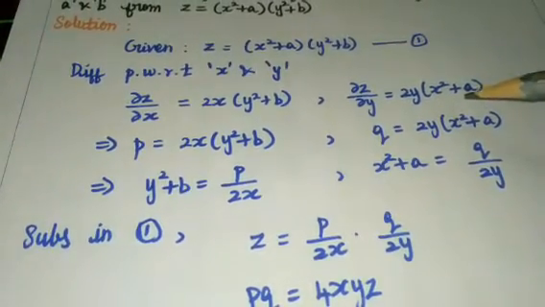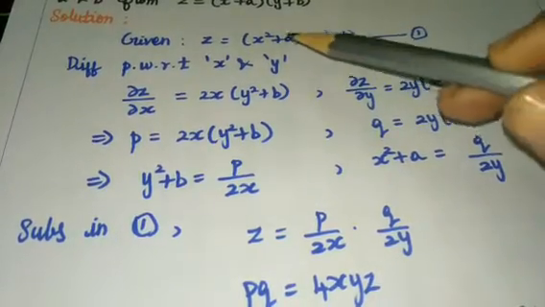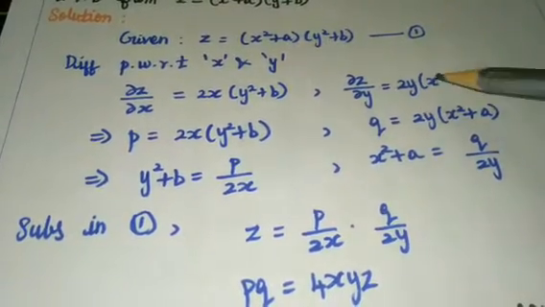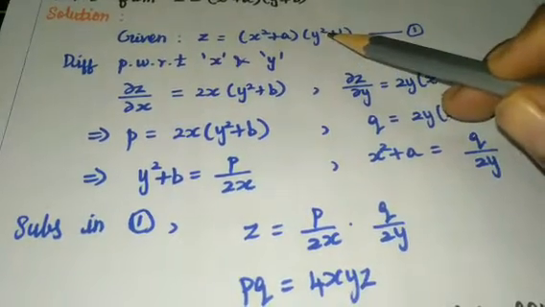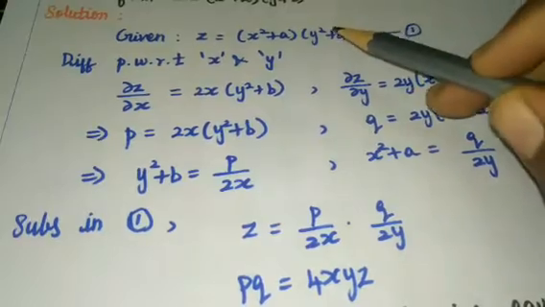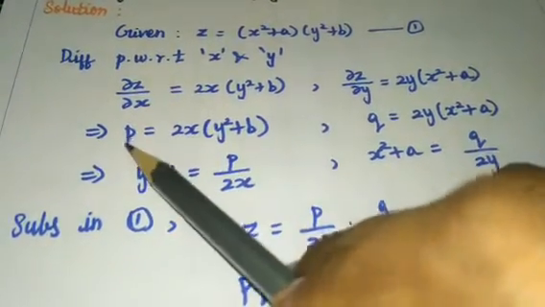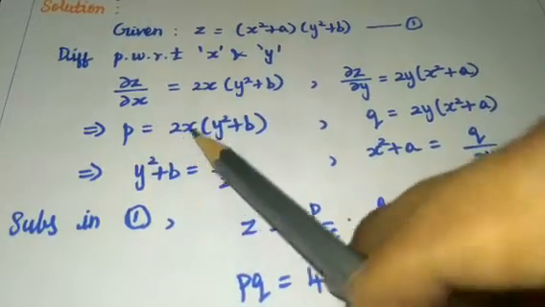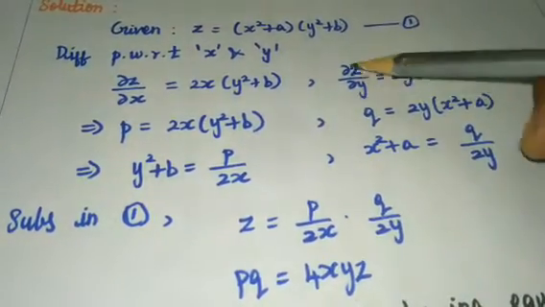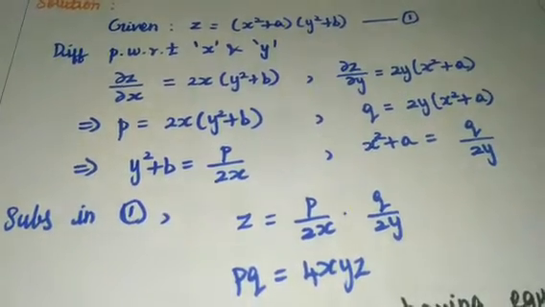When we partially differentiate with respect to y, dou z by dou y is equal to, put the x term as it is, so x square plus a, and differentiate the y term. So y square is 2y and the b term becomes 0. So dou z by dou x is p, so p is equal to 2x into y square plus b. And dou z by dou y is equal to q, so q is equal to 2y into x square plus a.